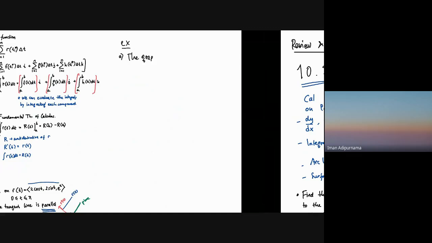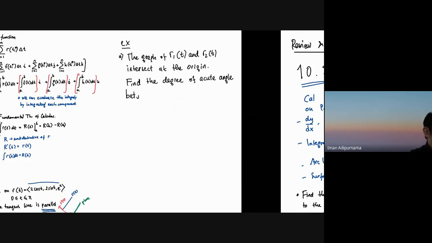So the graph of r1(t) and r2(t) intersect at the origin. Find the degree of the acute angle between the tangent lines to the graph of r1 and r2 at the origin.